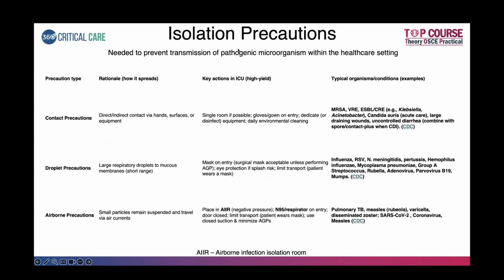So coming to the isolation precautions. The three important precaution scenarios are contact precautions, droplet precautions, and airborne precautions. So for contact precautions, direct or indirect contact via hand, surfaces, or equipment. So keeping them in a single room if possible, gloves and gown on entry, dedicated or disinfected equipment and daily environmental cleaning. This is mainly done for MRSA, VRE, ESBL, CRE, Candida auris, large draining wounds or uncontrolled diarrhea.